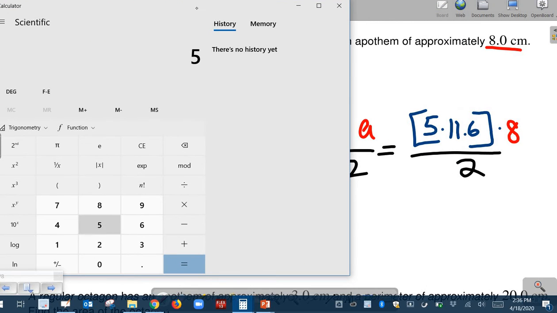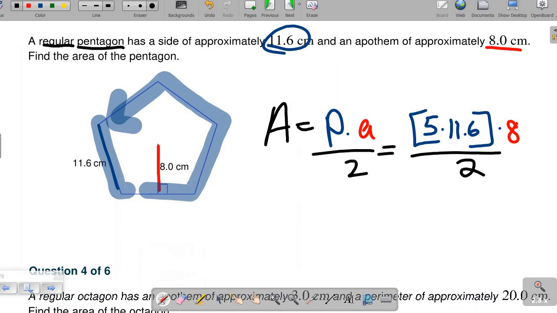So 5 times 11.6, that's my perimeter, times 8, divided by 2. We get 232 cm squared. That's our area.